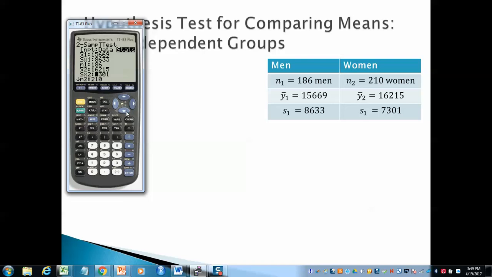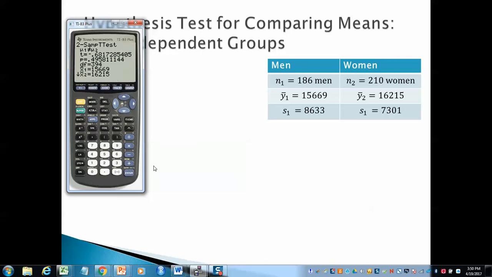Sample mean, sample standard deviation, sample size for the women, scroll down. That's how we choose our alternative hypothesis, mu1 does not equal mu2. Pooled? Yes, we're going to choose pooled because it looks like one standard deviation is about the same as the other. Now, if one is more than twice the other, then you wouldn't pool them. But otherwise, we would pool them. We pool them because we're assuming that the standard deviations are the same. And we're just grouping them together so we can get a better estimate of the pooled population standard deviation. Okay, and then we press calculate.